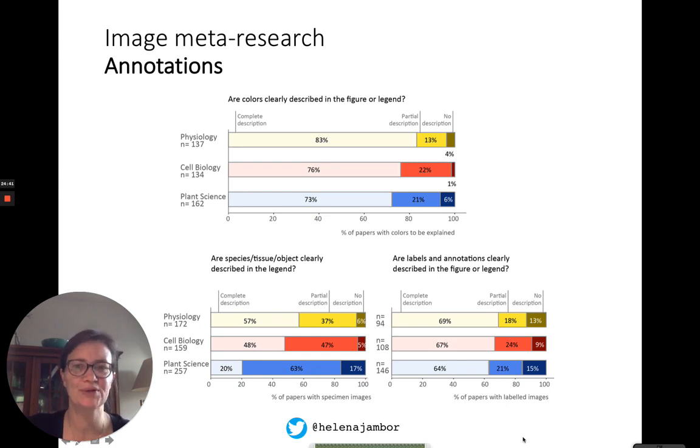And again, what we could see here was that there is a lot of room for improvement in systematically explaining all annotations. In many cases, not all image symbols used were explained in text, which really makes it hard for audiences to read papers.